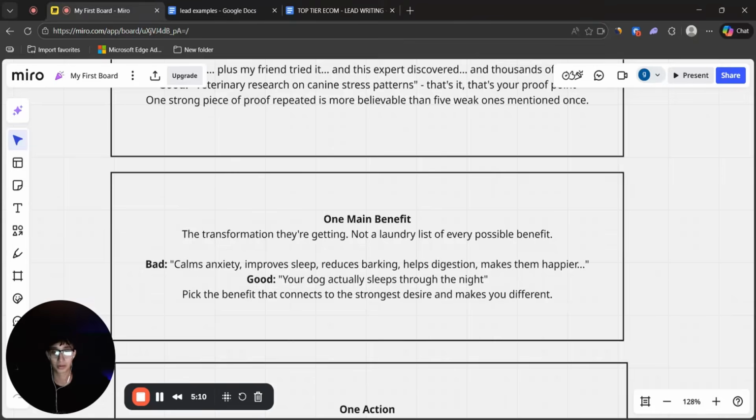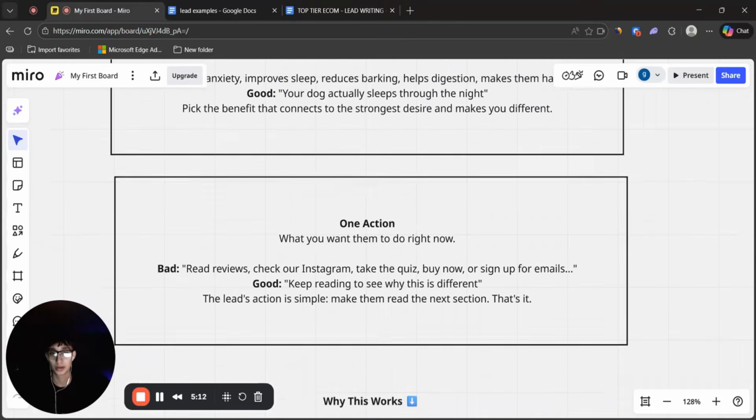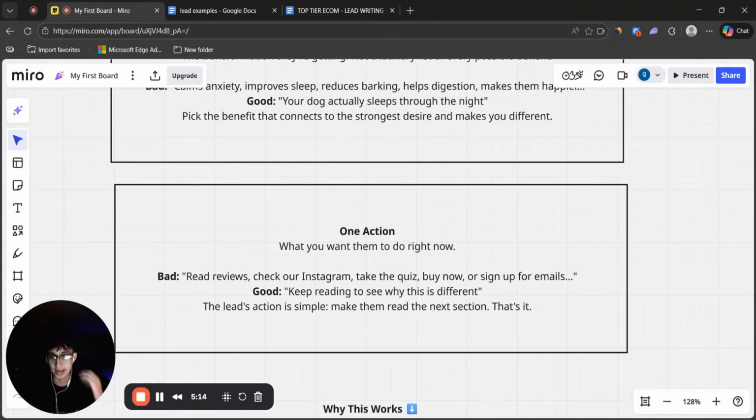One action. What do you want them to do right now? Obviously, if this is your lead, you want them to keep on reading. You don't want them to read reviews, check our Instagram, take the quiz, buy now, or sign up for some email newsletter. You just want them to keep on reading to see why this is different, why this is the one that works. The lead's action is simple.